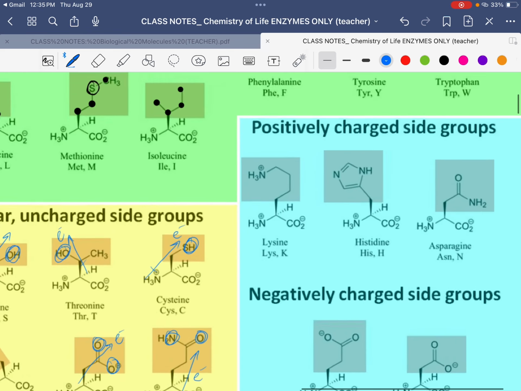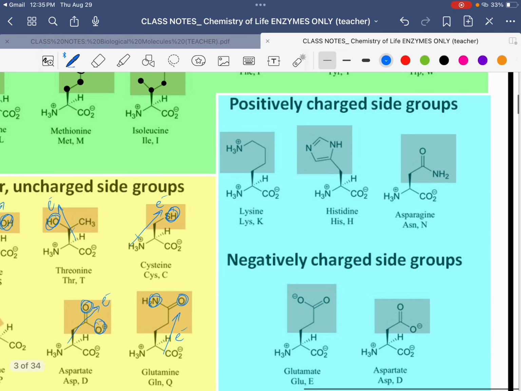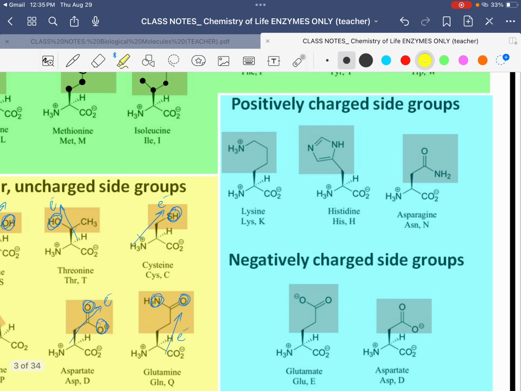Right, and then there are positively and negatively charged side groups. Often this one, so what you'll see here is they'll usually have a charge.